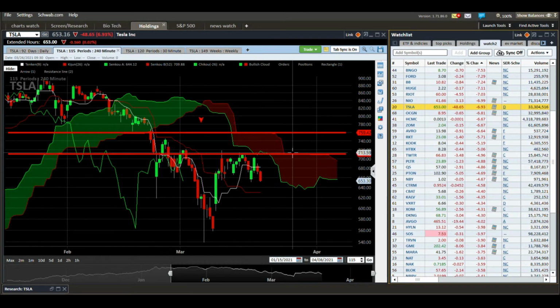Price can violate the cloud. At some point it will, just like it did here. At some point it always does. But right now we're responding to this cloud. So right in here where we're testing resistance is not a good place to be going long on whatever stocks you're looking at. Let's wait till we get oversold again.